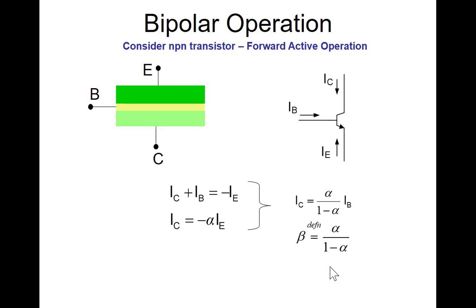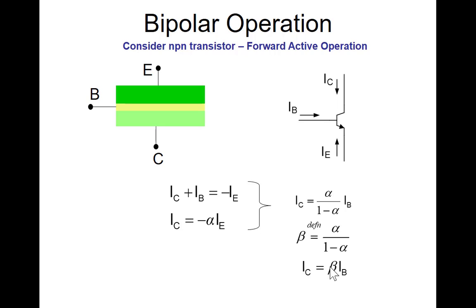We defined the parameter beta to be alpha over 1 minus alpha. So if you want to characterize the efficiency of emitter current contributing to collector current, we could either use alpha or we could use beta. It's another measure of the efficiency. So beta is equal to alpha over 1 minus alpha. If alpha is close to 1, the denominator is small, so beta is pretty large for a good transistor. So we can say the collector current is equal to beta times the base current.